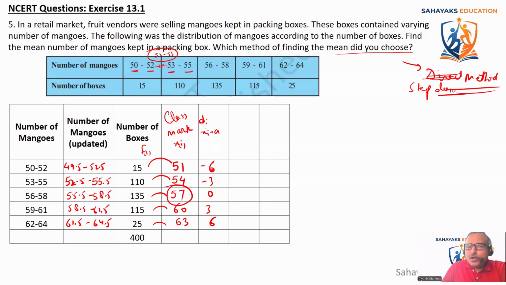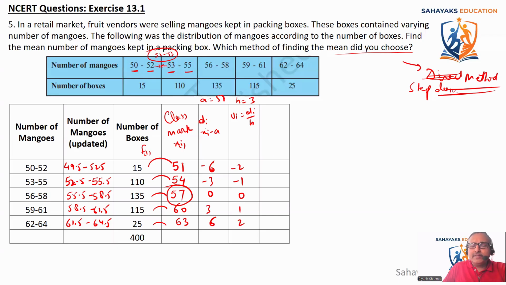Now we are going to find out the value of h. We'll divide the entire number by h. h is a common factor of these. The common factor I can see is 3. So let's divide the entire thing by this, and we'll call it ui. ui is equal to di divided by h. So h is equal to 3 here, and a we considered as 57. Dividing by 3, it becomes minus 2, minus 1, 0, 1, and 2.